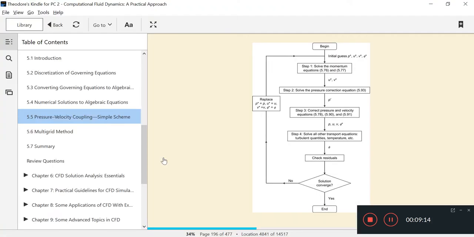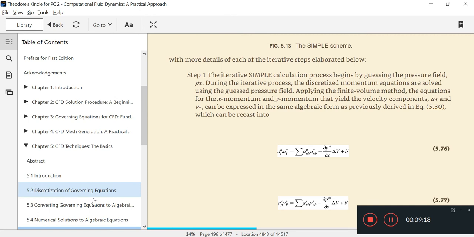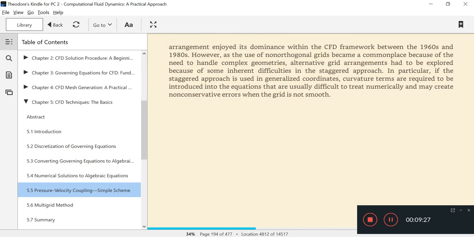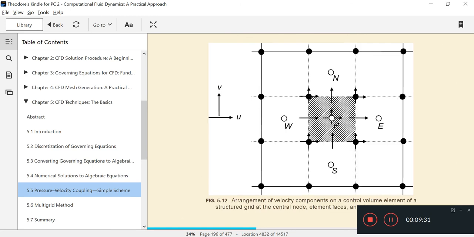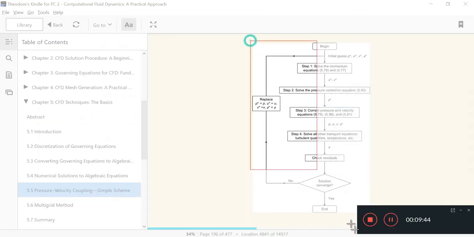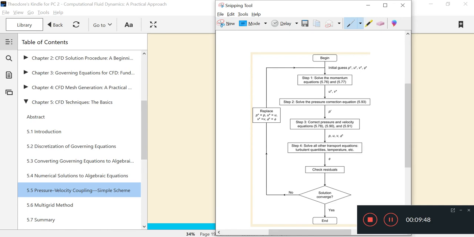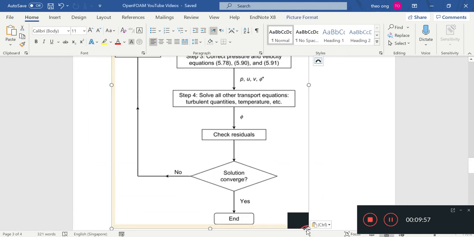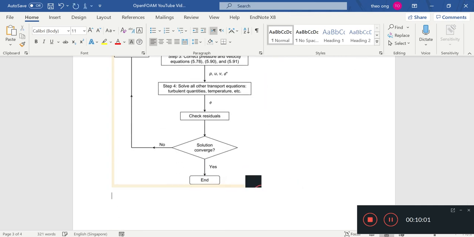If you want a flowchart, I have this flowchart from this book called Computational Fluid Dynamics: A Practical Approach, which is a Kindle book I got. This is the pressure-velocity coupling which I was talking about earlier, very high level, very conceptual. I didn't go into the deep mathematical parts, but this is more or less what the SIMPLE algorithm is like. It's the backbone we can use to reference all other algorithms as well.